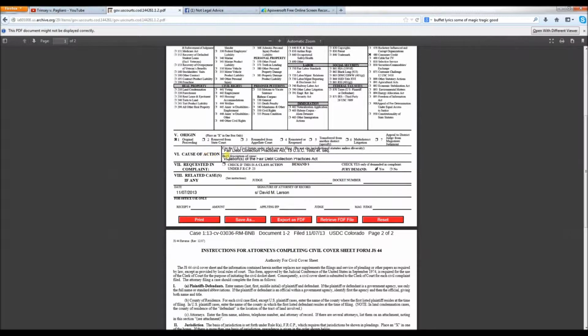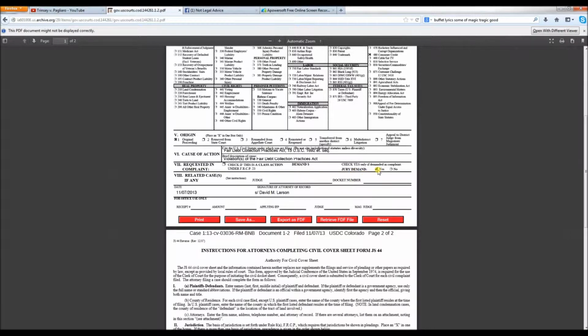The cause of action: Fair Debt Collection Practices Act. Write down what the law is, and then write the citation for it, like 15 USC 1692. Write that in there. And brief description of the cause, they put in parentheses, violation(s) of the Fair Debt Collection Practices Act. Do the exact same thing, just listing the law that you're suing for. Requested in complaint, demand. This person didn't put any dollars in there. I never do either, so don't put anything in there.